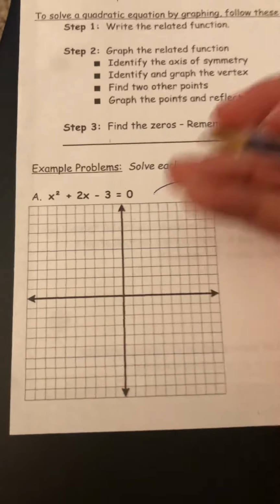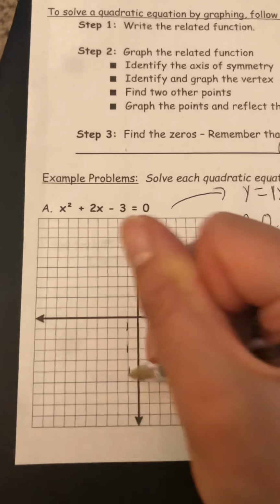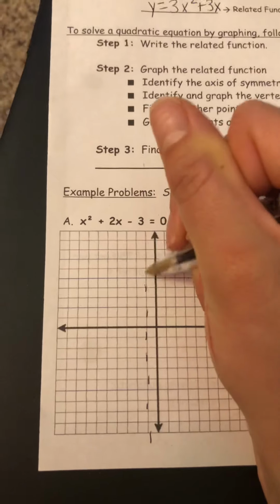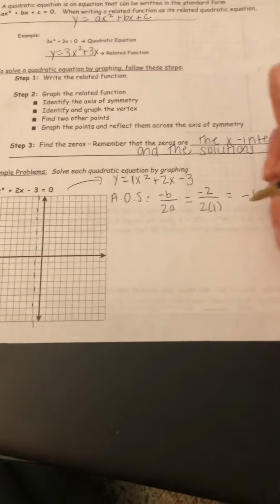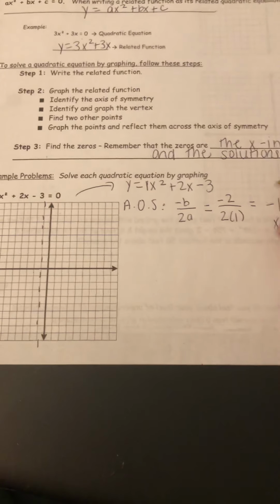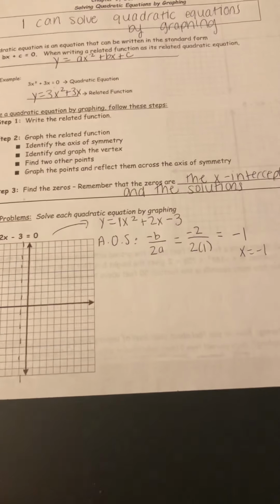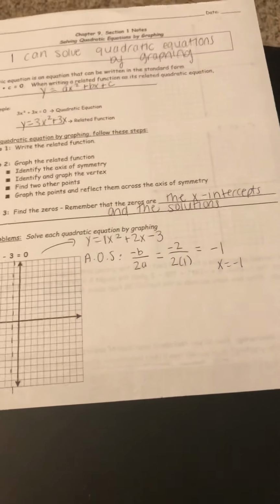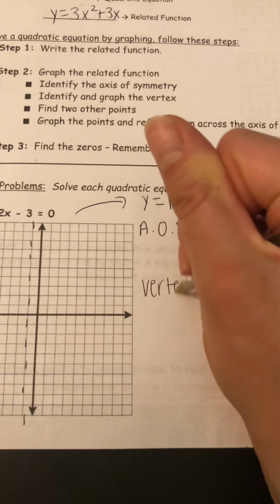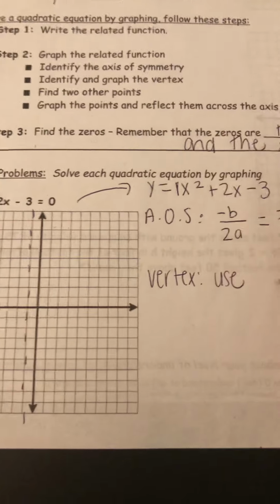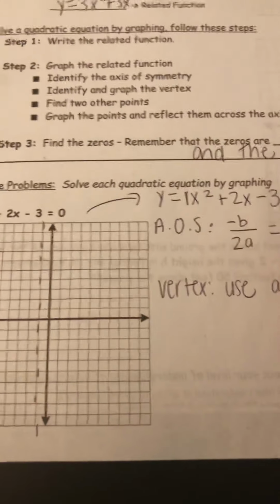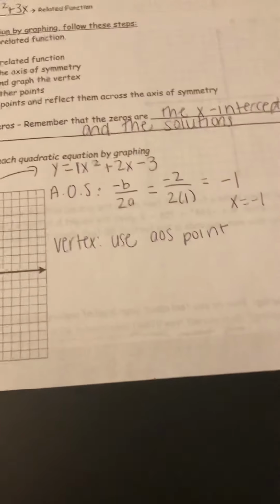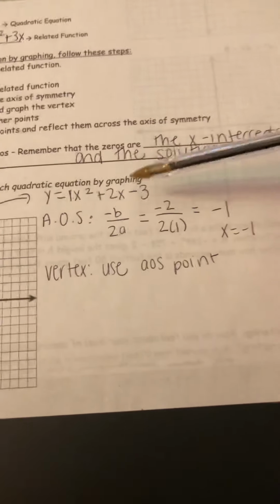So I am going to go ahead and plot that, or draw that, I should say, at x equals negative 1. You can go ahead and make a note that it's x equals negative 1. Okay, now my very next step is to identify and graph the vertex. Remember, when I want to find my vertex, I use the AOS point, or the axis of symmetry point. Okay, I plug that into my equation.